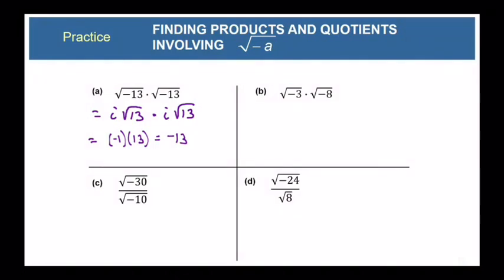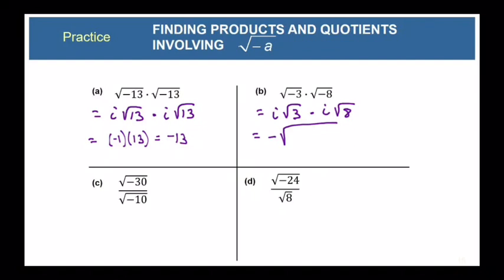Now we'll go ahead with part B, and the same thing applies. We need to simplify the negatives from under the radicals before we apply our radical rules. So the square root of negative 3 becomes i square root of 3, and the square root of negative 8 becomes i square root of 8. And again, i times i is i squared, which is going to make negative 1. And then the square root of 3 times the square root of 8 would be square root of 24.